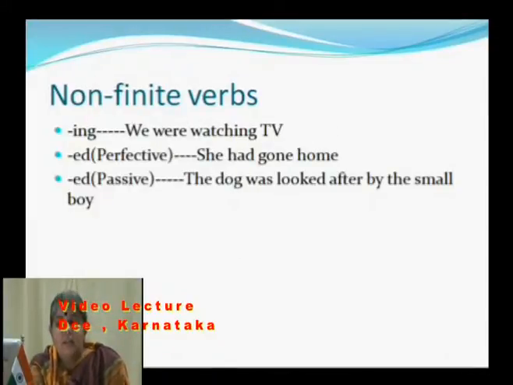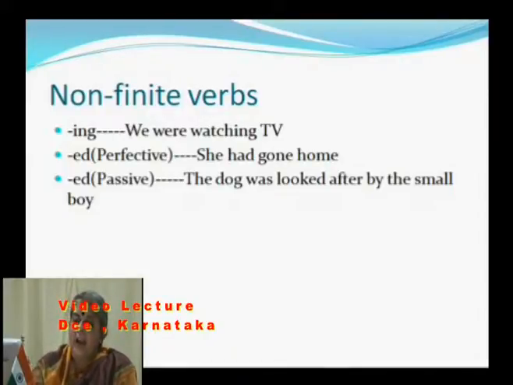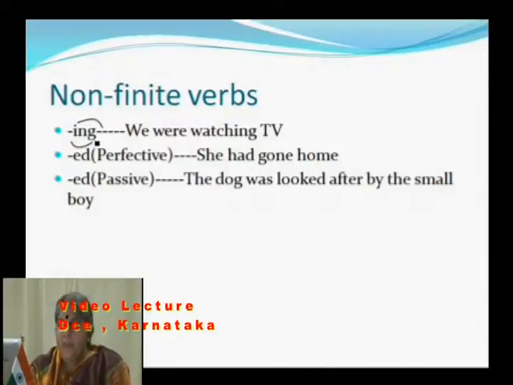Having understood the finite verb, let us try to understand the non-finite verbs. Non-finite verbs take which form? An ing form. It takes an ed form. Now comes a problem. What is that? In finite also, the verb took an ed form. In non-finite also, it is taking an ed form.